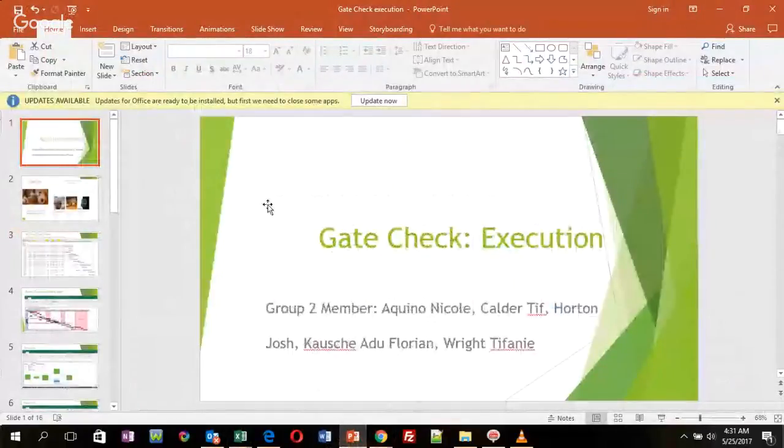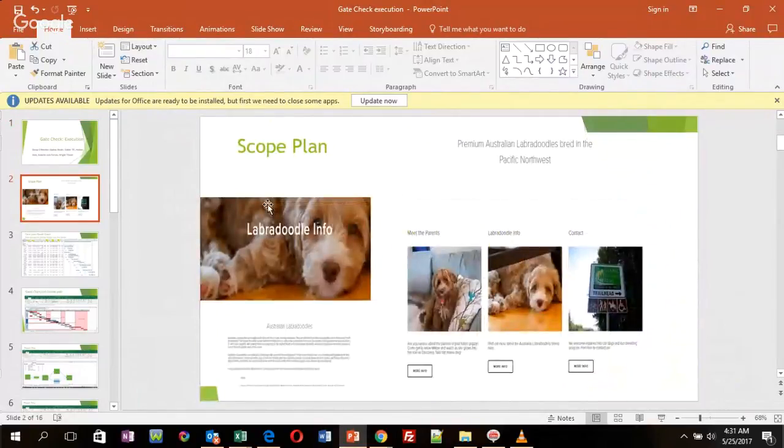The members of this team are Aquino Nicole, Caldate Josh, Kashebu Florian, and Wright Tiffany. In our scope plan, we used this as our home page.